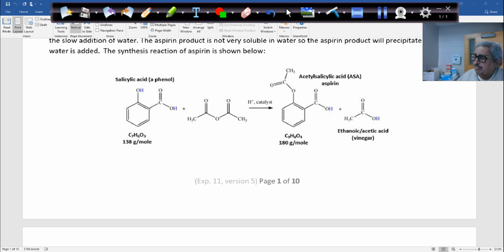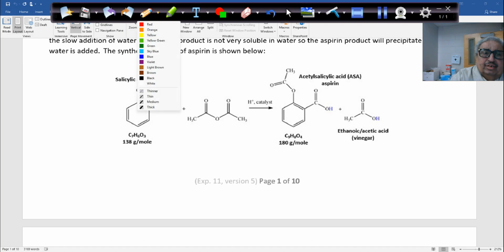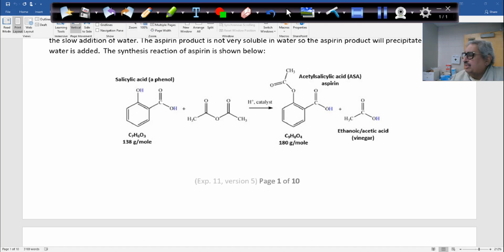So today's lab is about synthesizing or producing aspirin, correct? So we will be working on getting aspirin. Now, aspirin is really, if you look at the whole thing, it's an ester. Esters are made of reaction of the carboxylic acid with alcohol.